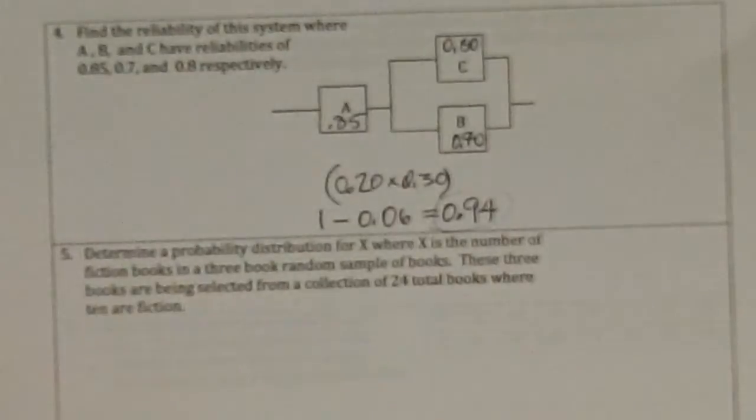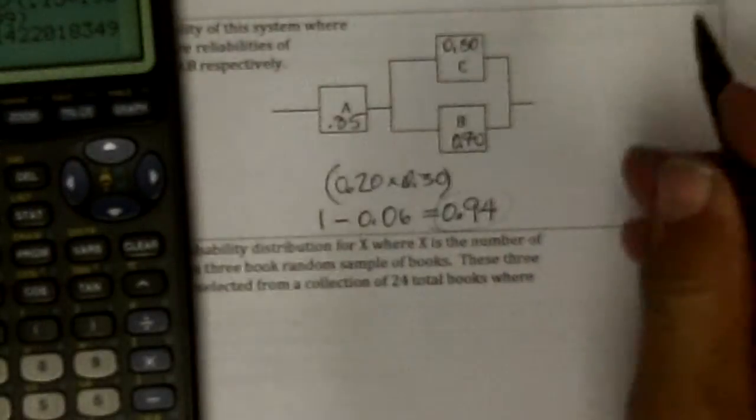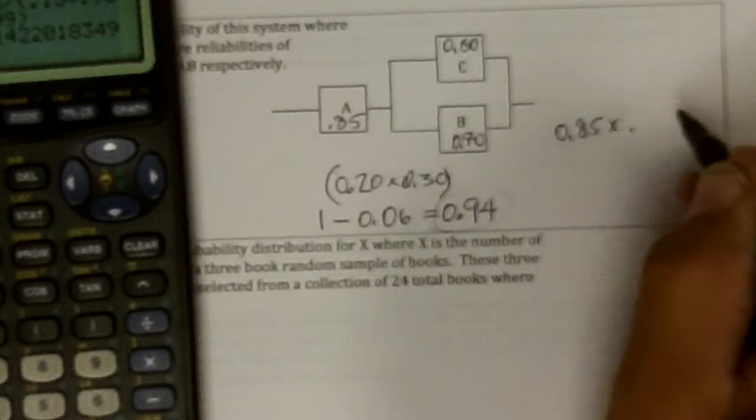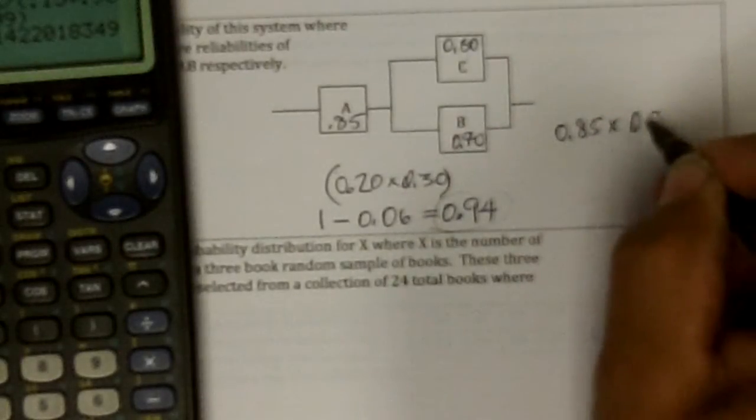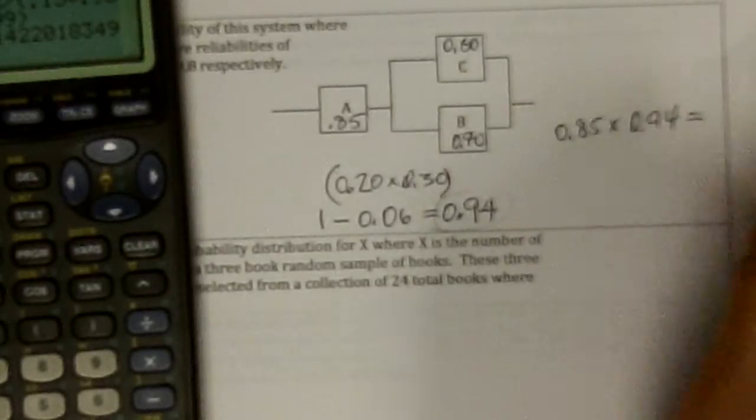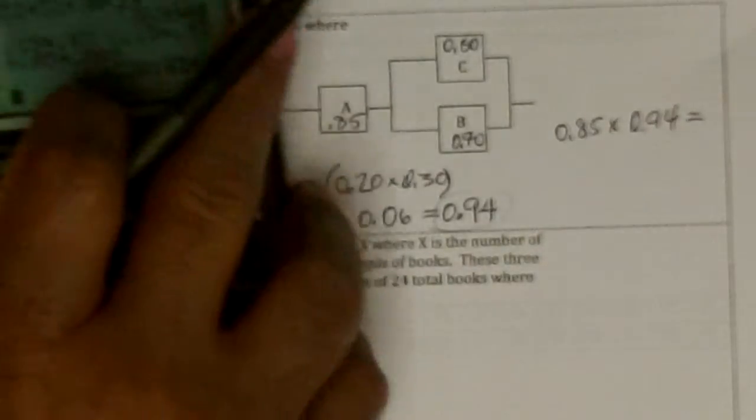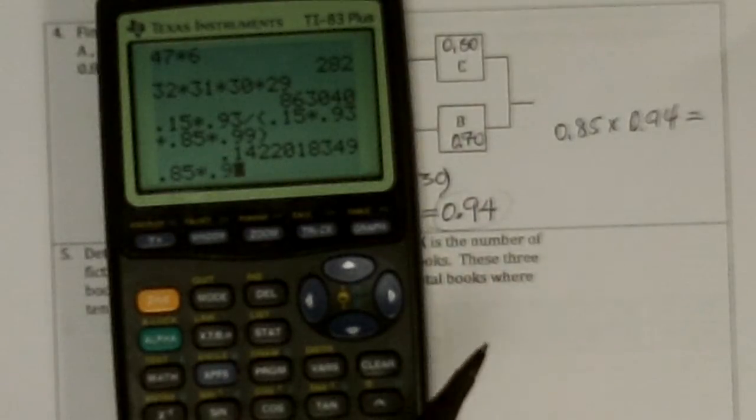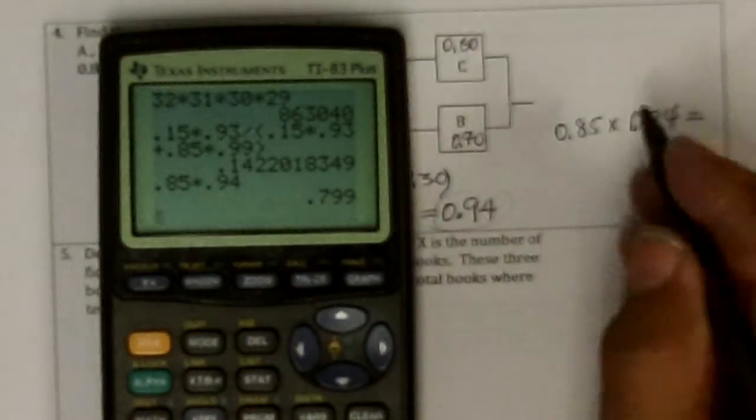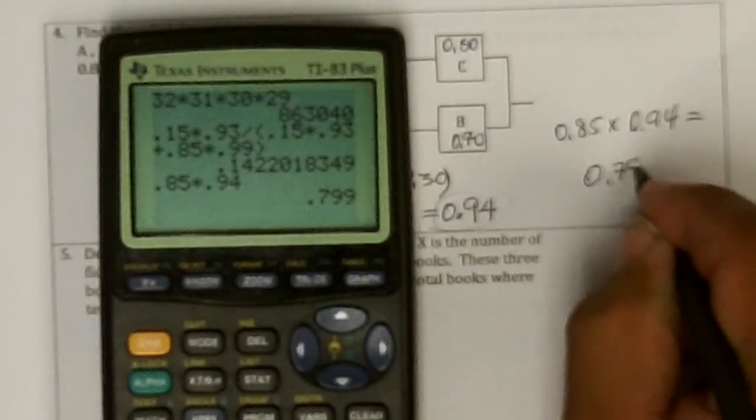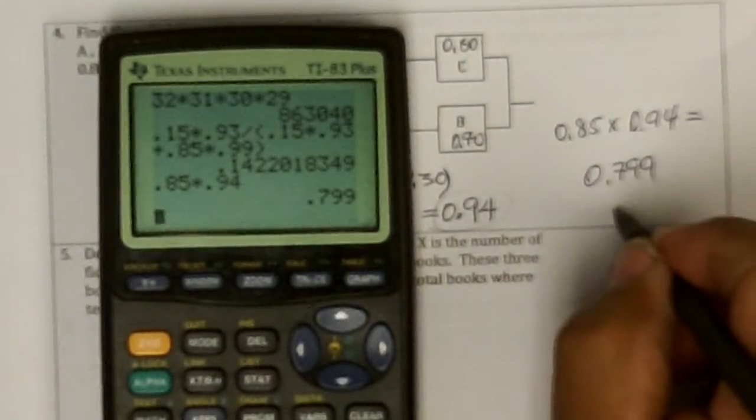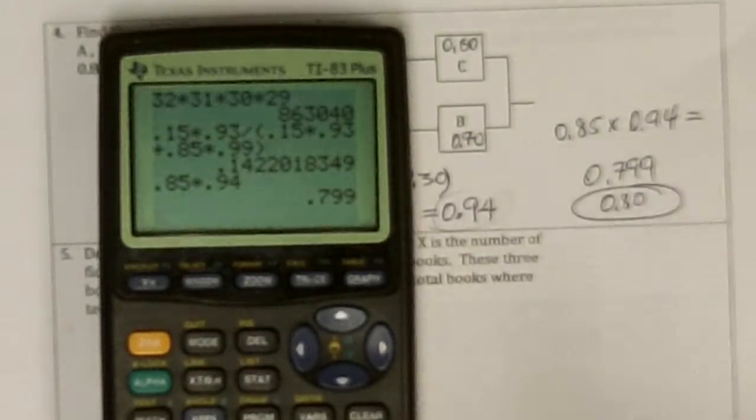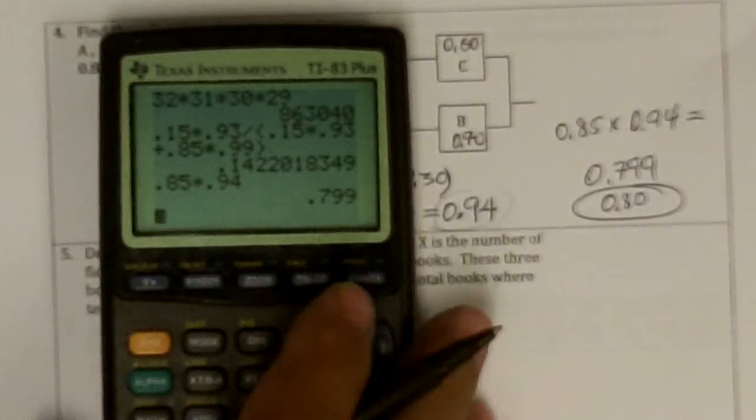And if A works 85%, then we multiply the 0.85 times the 0.94, and we get the reliability of this system to be 0.799, which is about, rounded off, about 80% of the time it works.